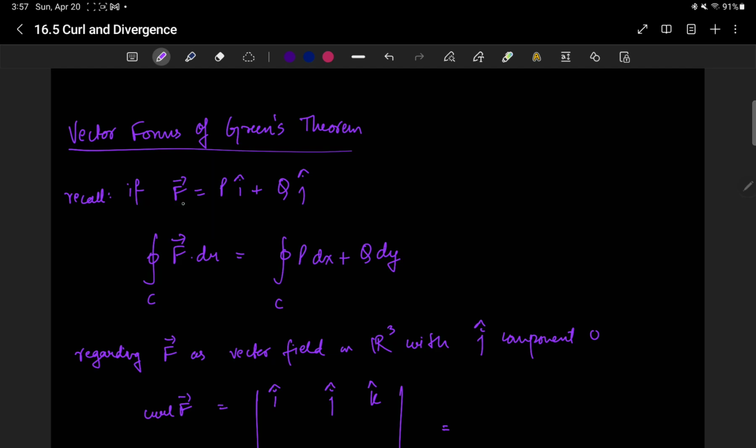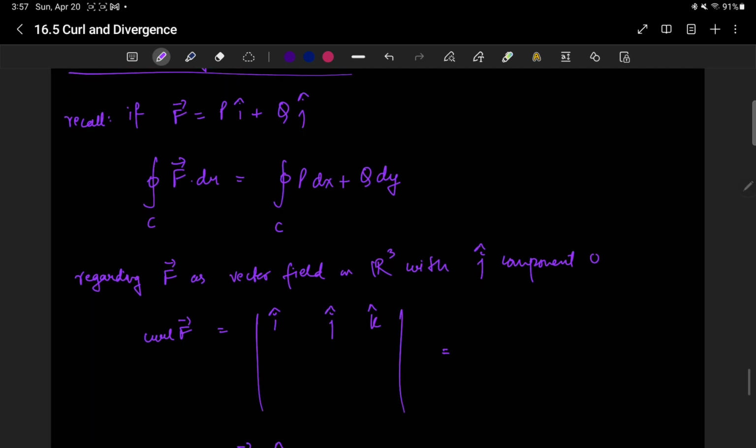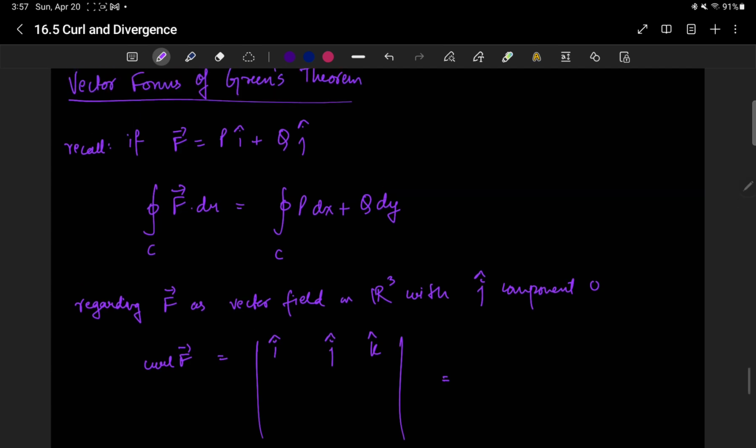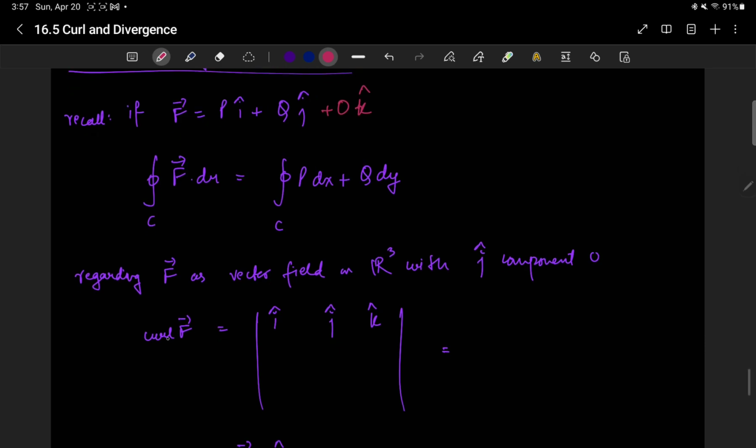So for example, if I have a vector field in 2 dimensions, Pi plus Qj, then the line integral, which is P dx plus Q dy, we can regard F as a vector field in R3 with a k component of 0. So you can think of this as Pi plus Qj plus 0k. When we do that, we can write down what the curl of F would be.